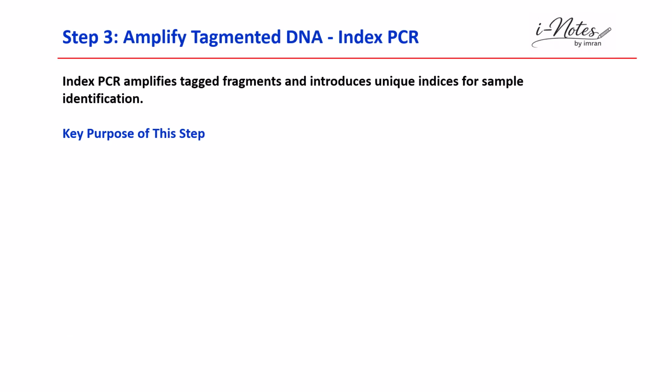So coming to the next step of the library preparation, which is amplification of the fragmented DNA. That is also called index PCR. Basically, this step increases the quantity of the library so that it is sufficient for the sequencing platform, and also it adds the unique indexes. These indexes are commercially available.